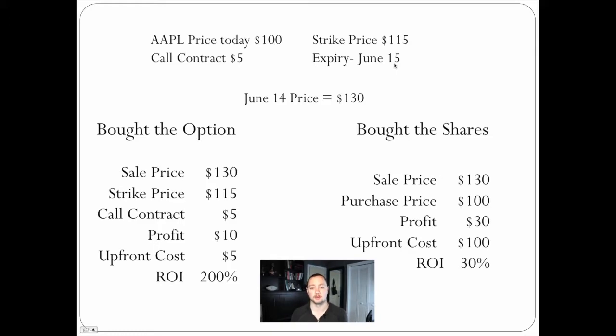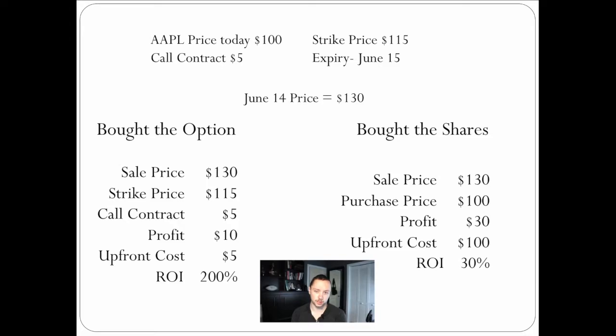Now, it doesn't really matter. We're going to say that that's a couple weeks out from now. This is a fictional example, so it doesn't really matter, but let's just say it's 1 to 2 months out from now. So I think the price is going to go up from $100. I'm buying at a strike price of $115, and that call contract cost me $5 per share. So I'm paying $5 per share for the right to buy Apple at $115 before June 15th.